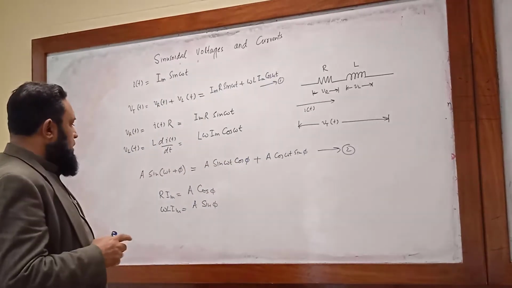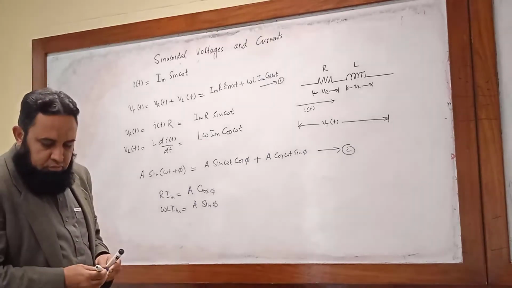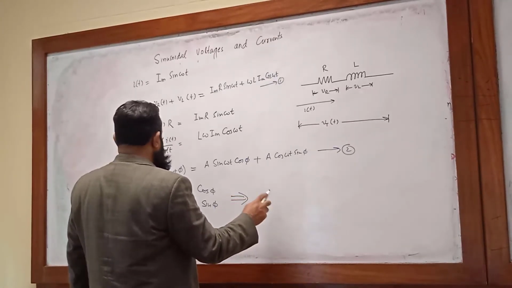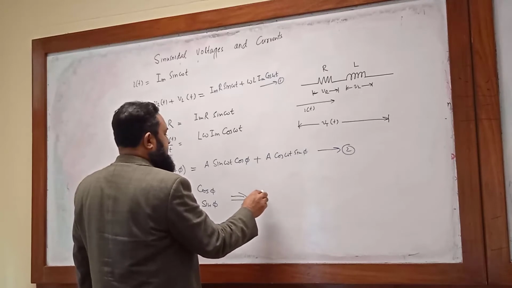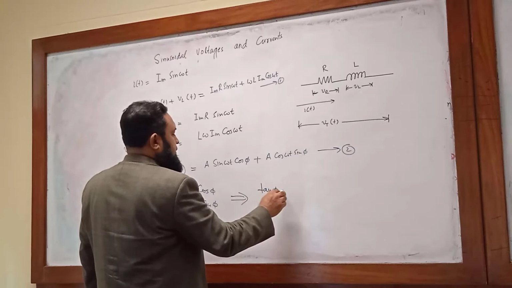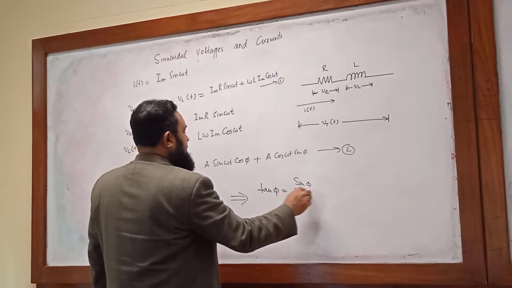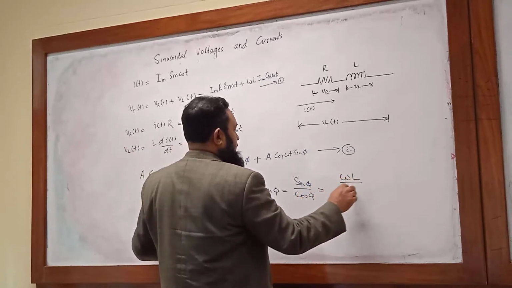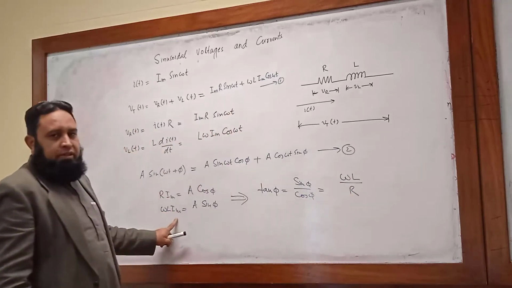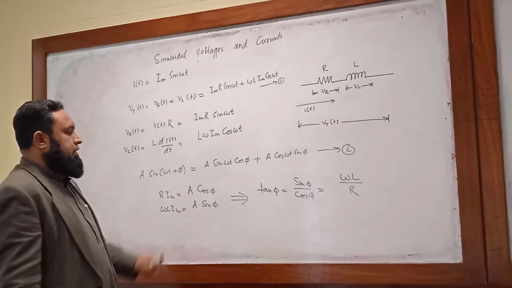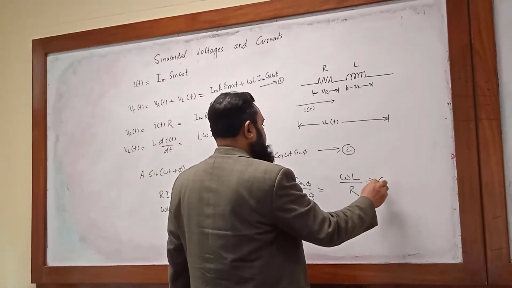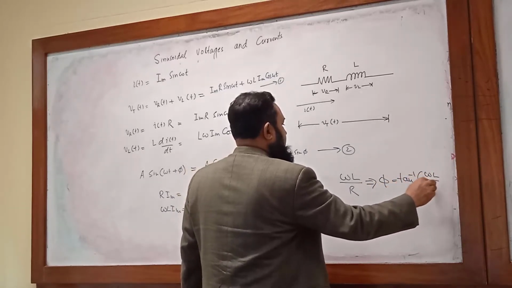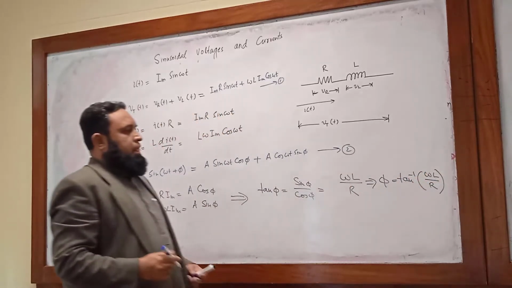So let's see how this will be. From these two equations, we can write tangent phi, which is equal to sine phi by cosine phi, which is equal to omega L by R, because Im is cancelled with Im, and A is cancelled with A. So here we can write phi is equal to tangent inverse of omega L by R.